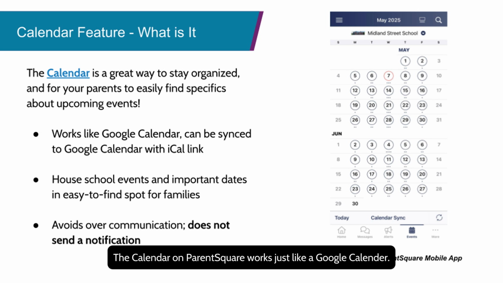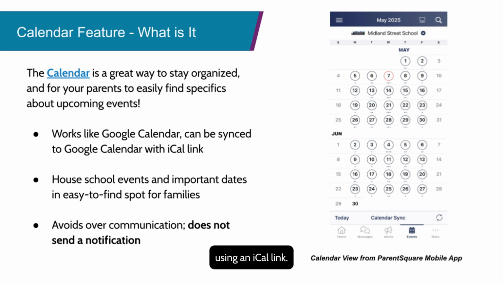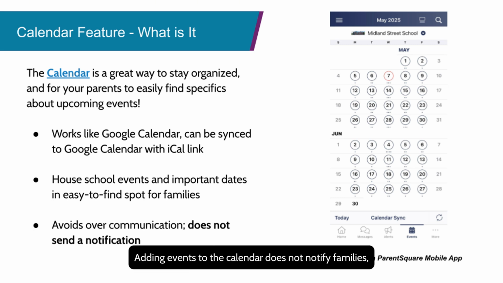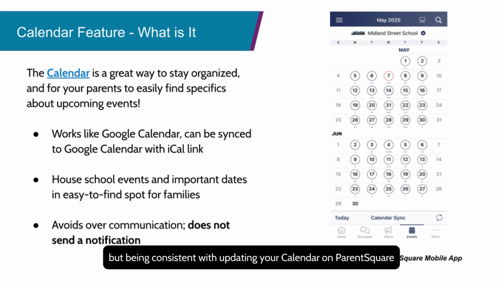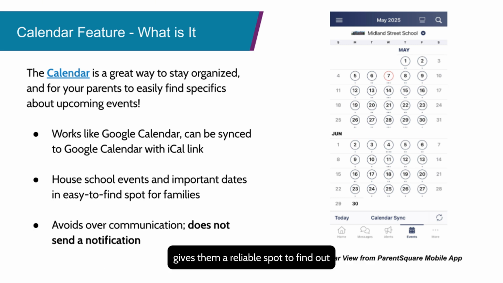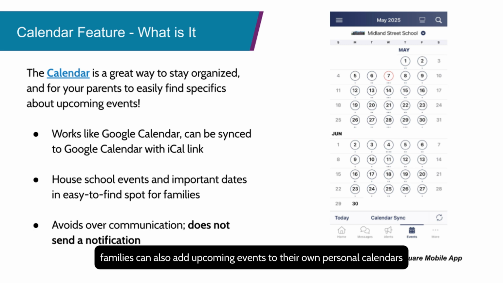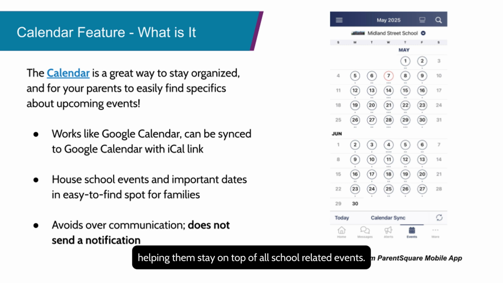The calendar on ParentSquare works just like a Google Calendar. You can even sync your Google Calendar to ParentSquare using an iCal link. Adding events to the calendar does not notify families, but being consistent with updating your calendar on ParentSquare gives them a reliable spot to find out what's coming up at your school. Through this feature, families can also add upcoming events to their own personal calendars, helping them stay on top of all school-related events.